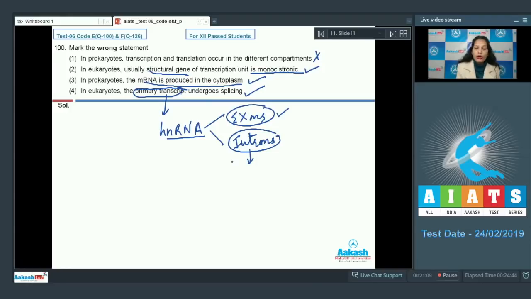See the first statement, in prokaryotes, transcription and translation occur in the different compartments. It is absolutely wrong. Why? Because in prokaryotes, there is coupled transcription and translation. These both processes take place in the same compartment, so they do not take place in different compartments. So the wrong statement is the first one. So the correct option for the given question is option number 1. Let's move on to the next question.